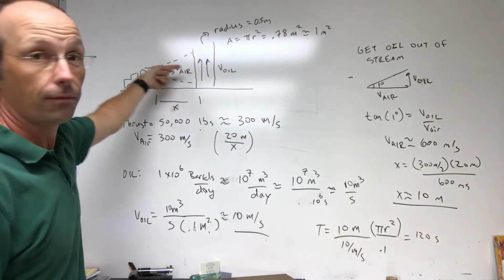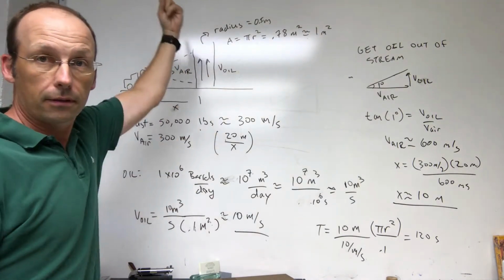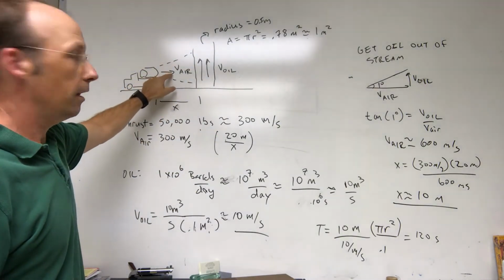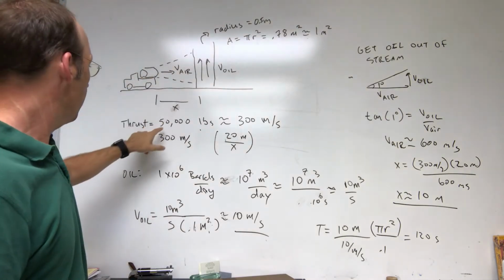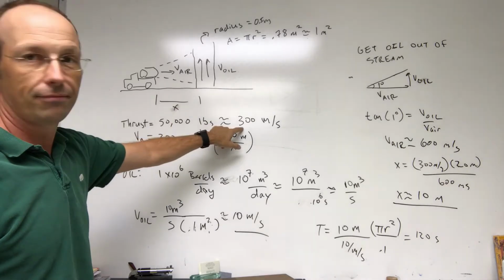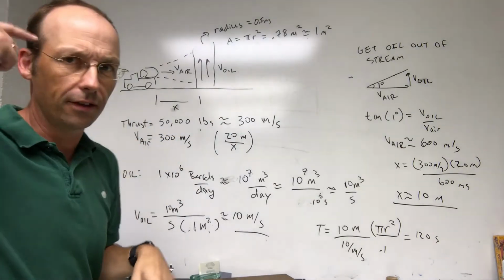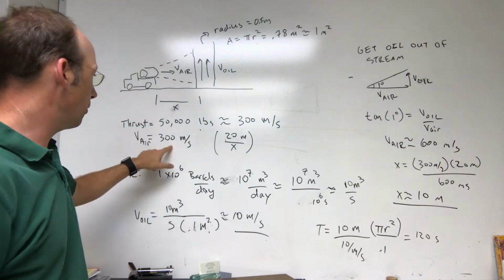And the idea is it has some velocity of the air coming out there, and there's some velocity of the oil going up. And so let's get the velocity of the air coming out. I said the thrust was at 50,000 pounds, and I just made some magic. That's about 300 meters per second. Conversion just in his head. Okay, so there's 300 meters per second.